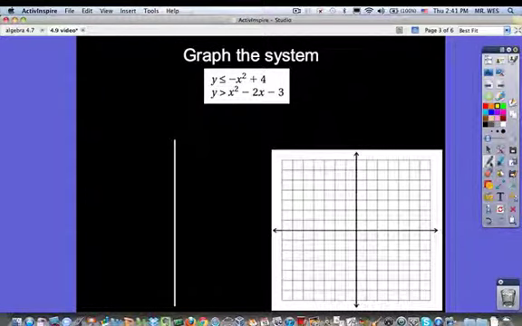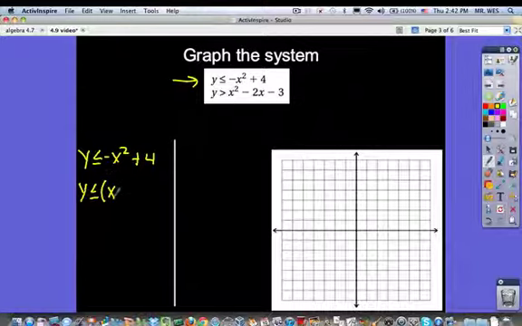Now let's say that I wanted to graph a system, and we start with this one. We know that y is greater than or equal to negative x squared plus 4. If I want to graph that, I can take this and factor it, and say that y is greater than or equal to x plus 2 times x minus 2. And I know right away that my intercepts are going to be plus or minus 2. But there's a negative sign here because I took out the a, so you know it's going to open upside down. So this one's going to open upside down here.